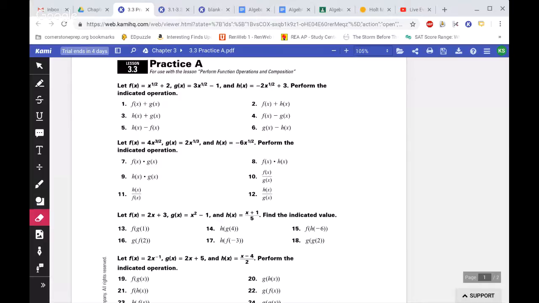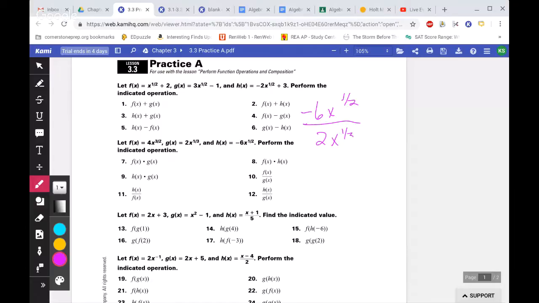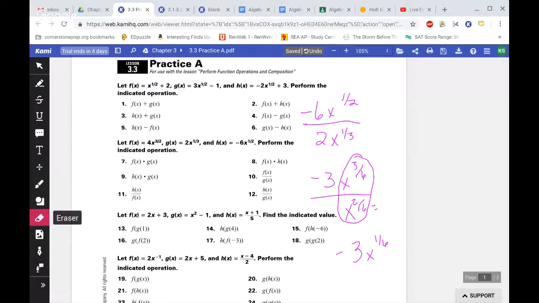So like if you have, let's just take a look. The original problem starts out at negative 6x to the 1/2 over 2x to the 1/3. So then that turns out to be 3. And then you've got to get a common denominator of 6. 2 goes into 6 3 times, and 3 goes into 6 2 times. So 3 minus 2 gives me a 1/6. So my final answer is negative 3x to the 1/6 power once I combine these. You end up with only one of the x's, and the result of the 3/6 minus the 2/6. If it's positive, it stays at the top. If it's negative, it stays at the bottom. Okay.